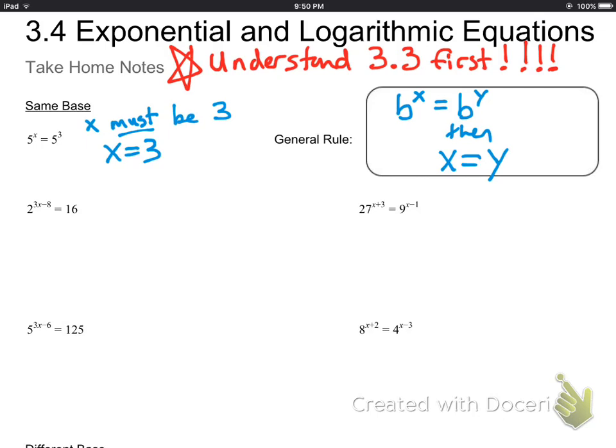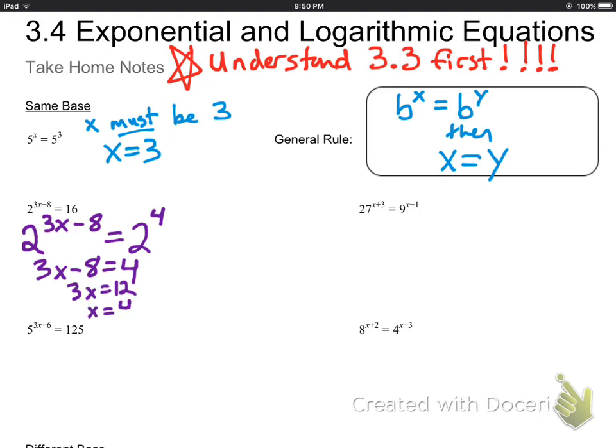Equations won't be as easy as 5 to the x equals 5 to the third. Instead, those powers look a little different, like in this first one here. 2 to the 3x minus 8 equals 16. Well, I know that 16 is a power of 2, so let's just rewrite it as a power of 2. Let's write it as 2 to the 4th. And once you do that, you see we can invoke our rule that if the bases are the same, then the powers must be equal to each other, if that's the only thing in the equation. So we get 3x minus 8 equals 4, and you guys can solve that on your own to find out that x equals 4. Alright.